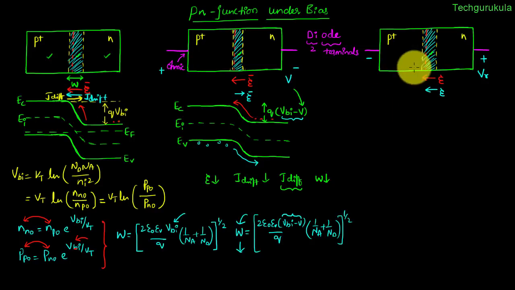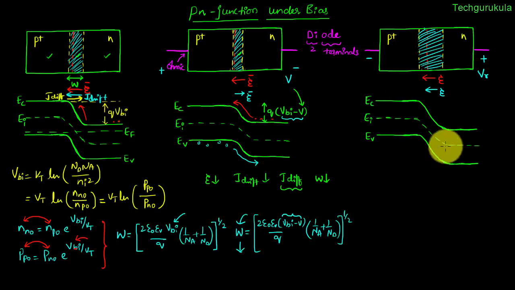As a result, the electric field inside the junction would increase. And similarly, the potential across the depletion region would increase. So the depletion width would also increase. Let me reflect the depletion width increase in this figure. Now let me represent the energy band diagram reflecting these changes.